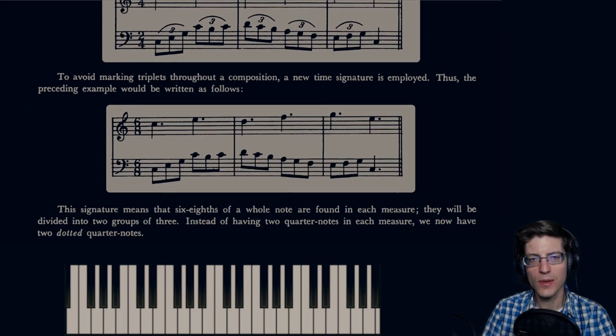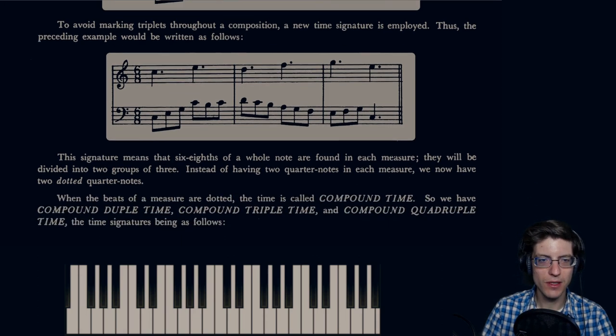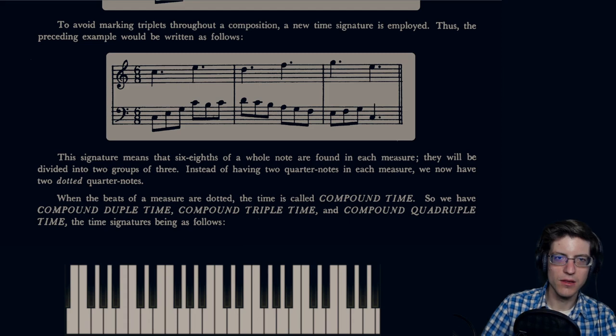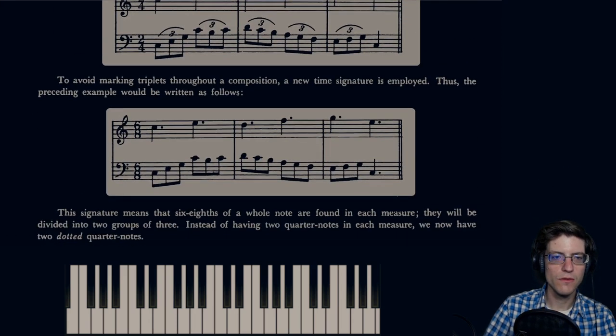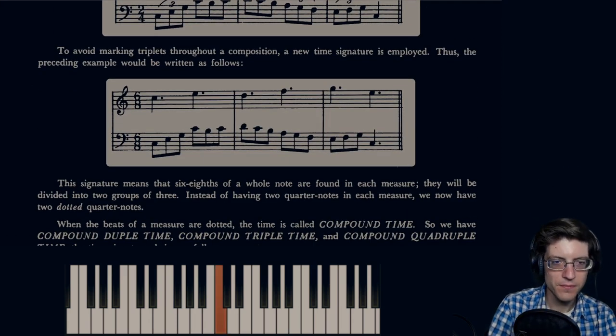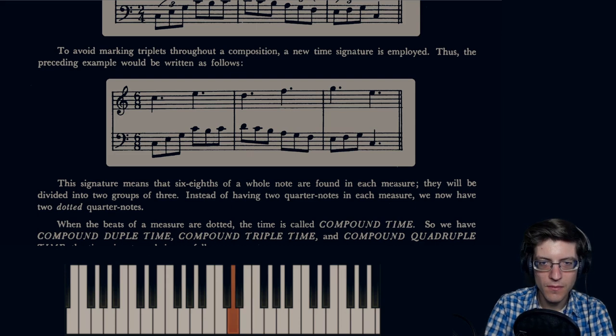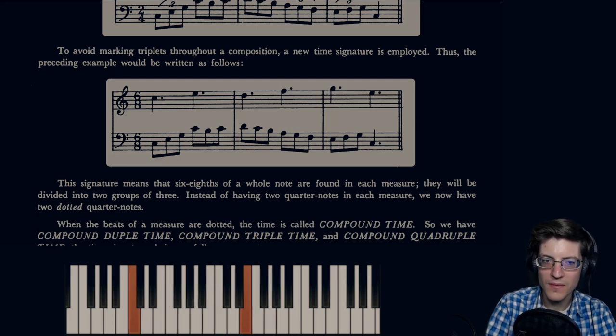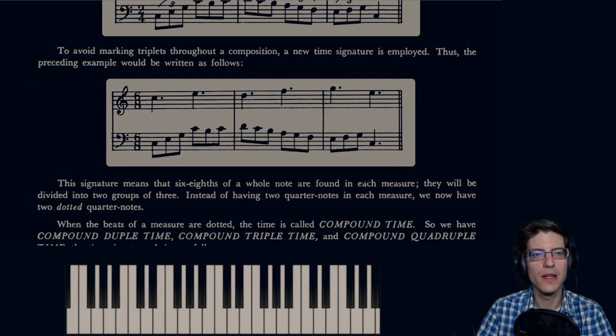To avoid marking triplets throughout a composition, a new time signature is employed. Thus, the preceding example should be written as follows. So these are the exact same, whether it's in 2-4 or 6-8. And there we go. So that would be 6-8.